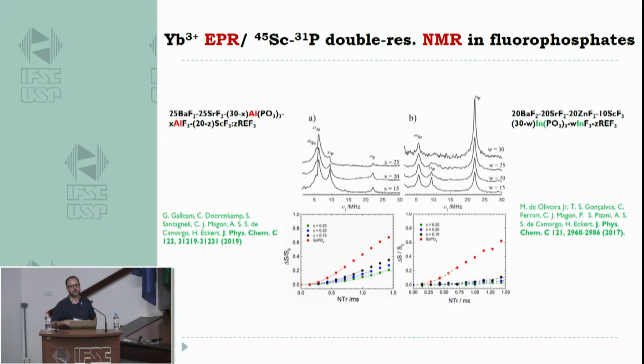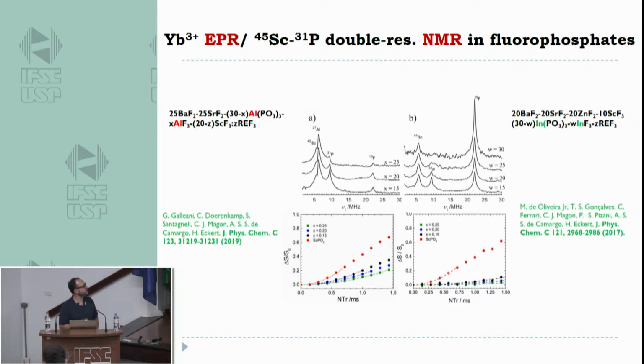So this is the last slide. I just wanted to connect my talk with Helmut's talk. So this is how we can put NMR and EPR together to get information about some system. So we have a system with ytterbium 3+, which is a luminescent species. We would like to know the coordination environment of ytterbium in the glass. And we can do this by EPR.